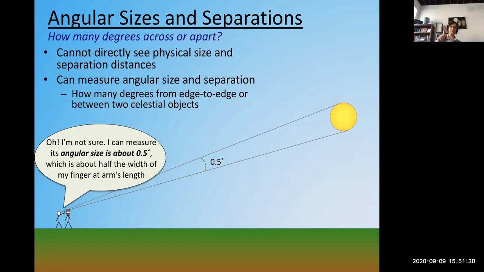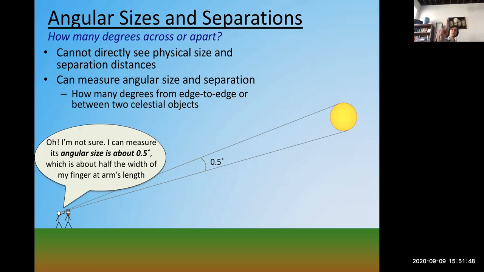So she knows that if she holds up her finger at arm's length, that's about 1 degree of sky, holds it up against the sun. I do not recommend staring directly at the sun. In fact, just go beyond recommendations and say, do not stare at the sun with your naked eyes. You will cause permanent damage to your eyes.